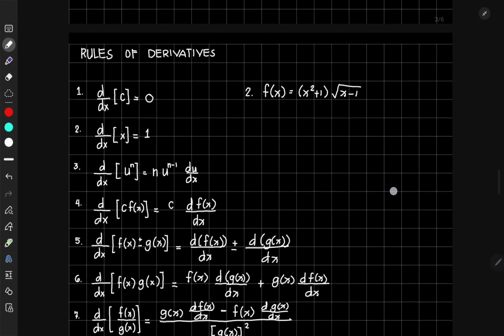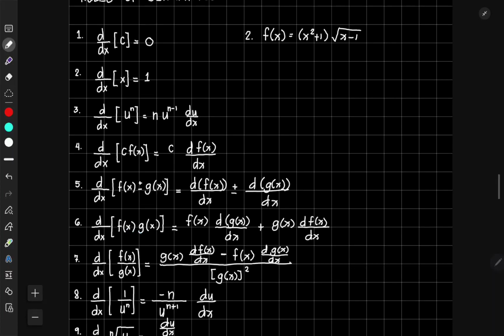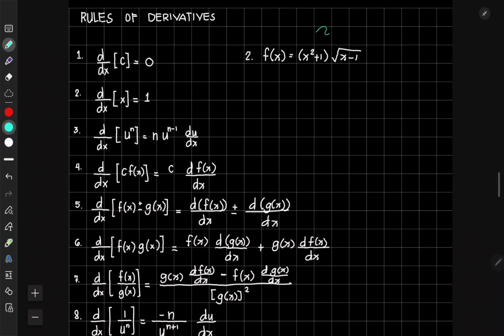So, una, gamitin natin yung product rule, which is ito siya. So, let's say yung x squared plus 1 natin, this is our f of x. And then, itong square root of x minus 1, this is our g of x. So, using yung product rule, copy natin yung f of x muna. So, we have x squared plus 1. Then, kunin natin yung derivative of x minus 1 natin. So, getting the derivative of that.